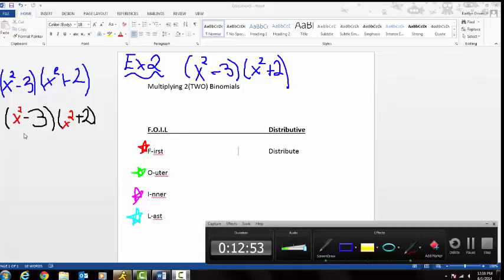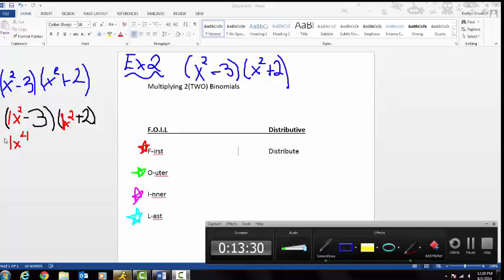X squared times x squared is going to be x to the 4th power. Because you have 1 times 1. So 1 times 1 is 1. And you have x squared times x squared, which is basically 1. So you're going to write your x, and then you're going to add your 2 exponents, which is to the 4th power. Right? Okay.